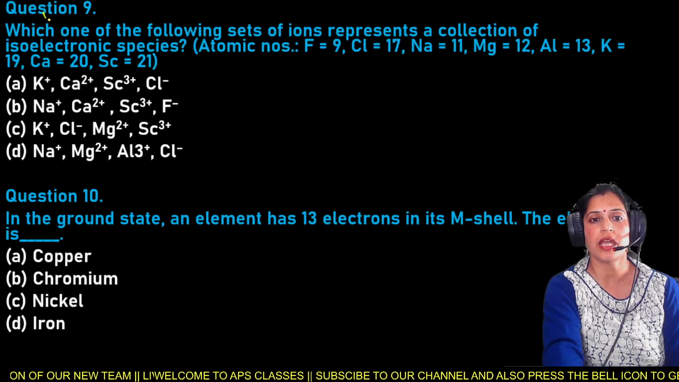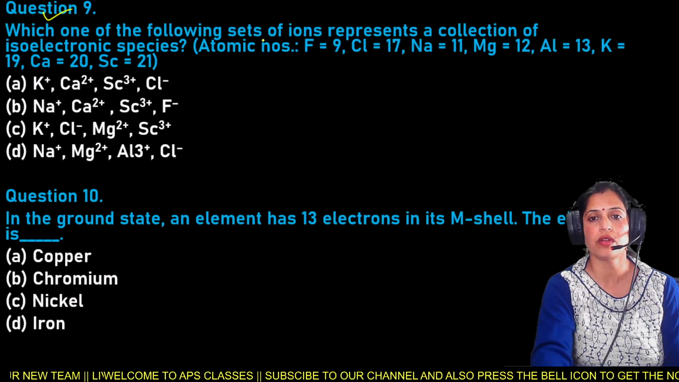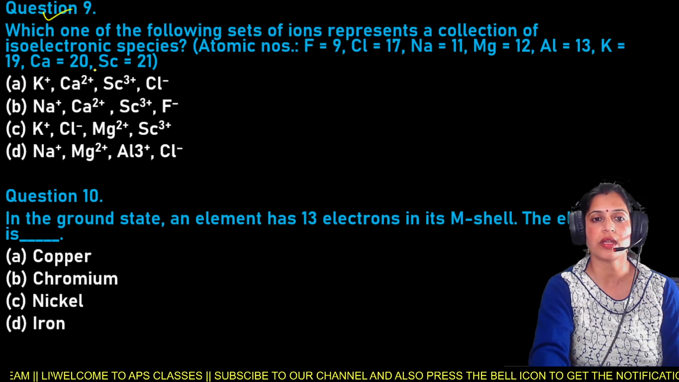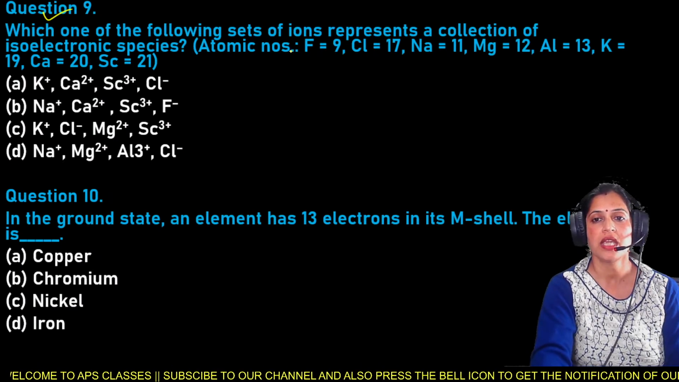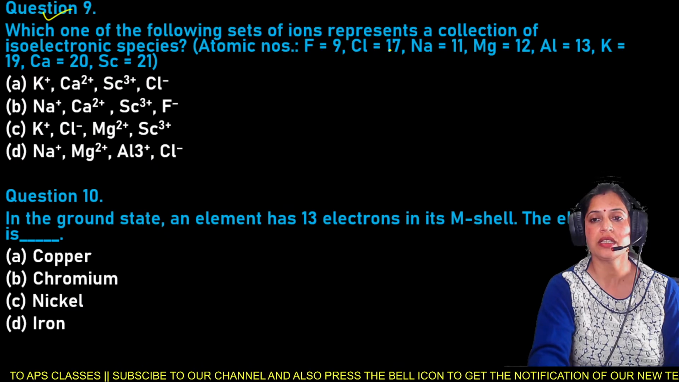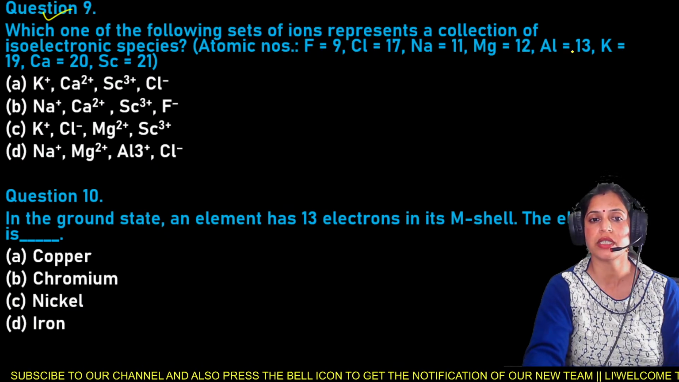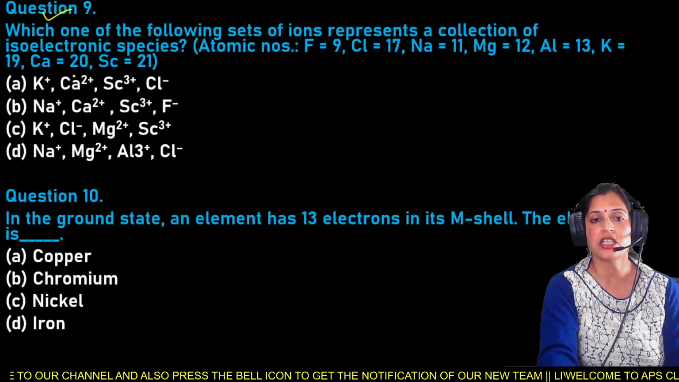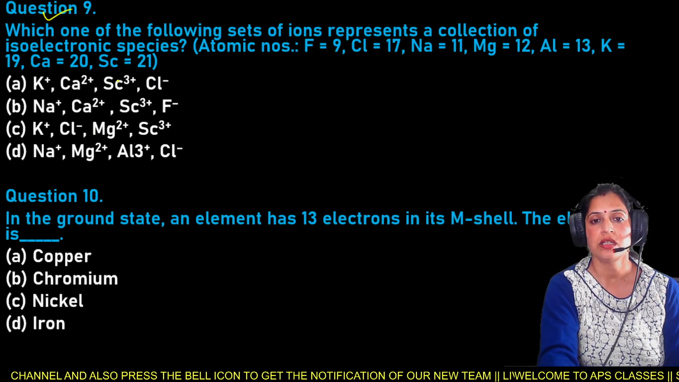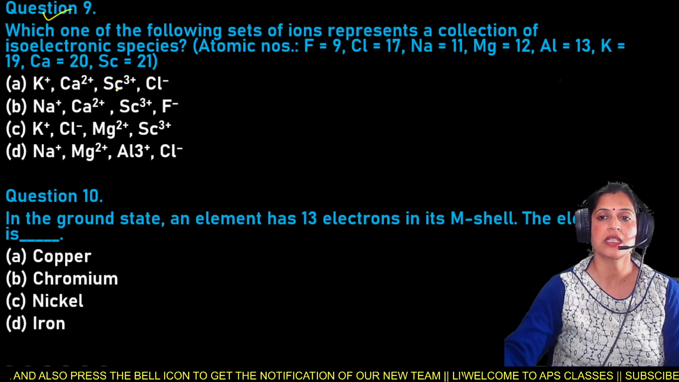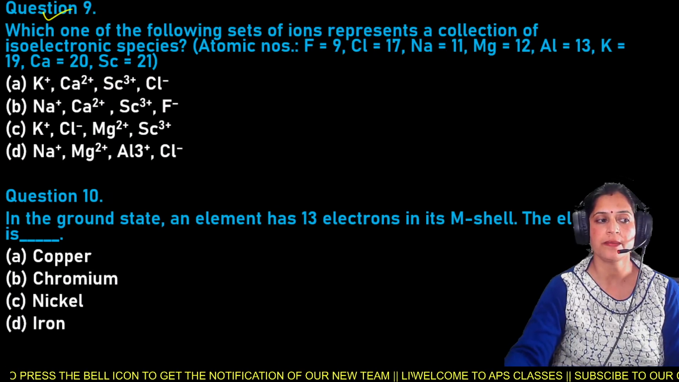Next is question number 9. Which of the following sets of ions represents a collection of isoelectronic species? Atomic numbers: F 9, Cl 17, Na 11, Mg 12, aluminium 13, potassium 19, calcium 20, and scandium 21.